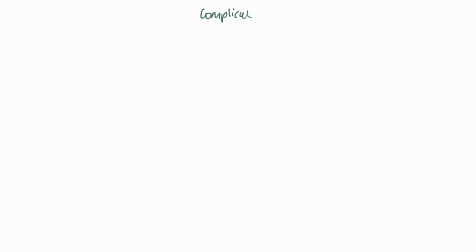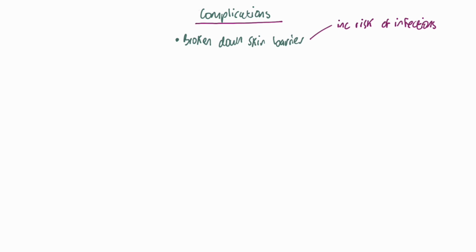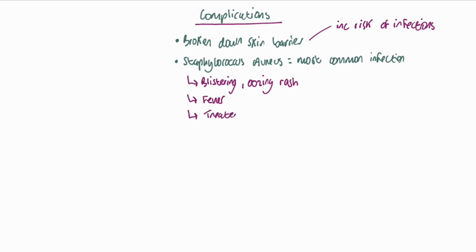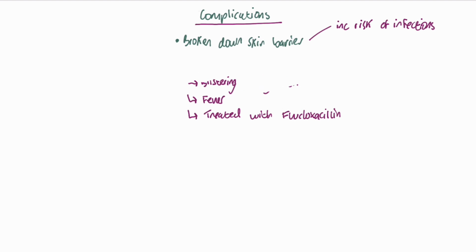What are the complications of eczema? The skin normally acts as a barrier to harmful microbes. However, in eczema the skin barrier is broken down, therefore increasing the risk of bacterial skin infections. The most common bacterial infection associated with eczema is caused by the bacterium Staphylococcus aureus. Infected eczema can cause symptoms such as a blistering, oozing type rash, as well as a fever. Treatment of infected eczema is with antibiotics, such as flucloxacillin.